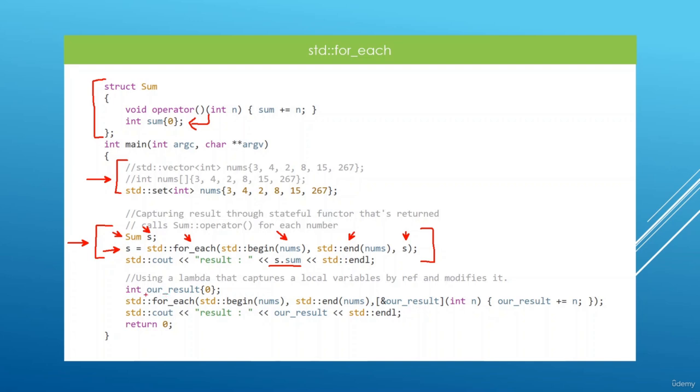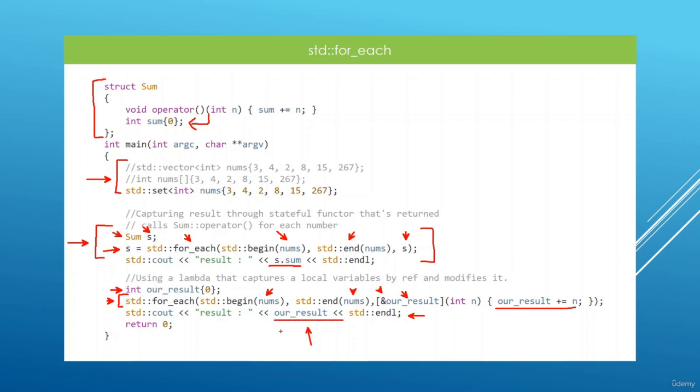If we go down here, we're going to see that we have another way we can do the same thing. We're going to set up a variable which is going to store our result. And then we're going to do the same for each thing. We're going to pass in the beginning iterator. We're going to pass in the end iterator. Then we're going to pass a callback, which is going to capture our local variable in which we're going to be storing the result. And we're going to capture this by reference because we need to modify it. Then in our body, we're going to add to our result here. And by the time the for each algorithm is done, we're going to have the same result stored in our result variable, and we can print this out here.